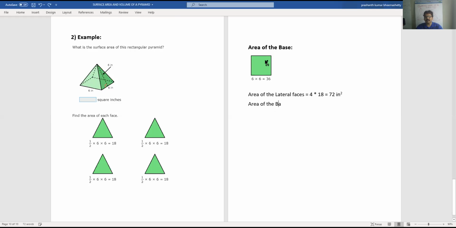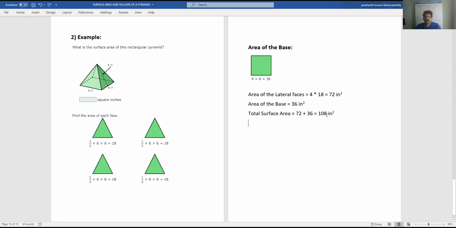And we have the base area, which is a square. We already found it as 36 square inches. So these are the lateral faces, 18 times 4, that is 72, and the area of this base. So we are going to add up these 5 figures together. So that's going to give you a total of how much? It's 72 plus 36. It's going to give you 108 square inches. So this is how you find the total surface area of a rectangular pyramid.